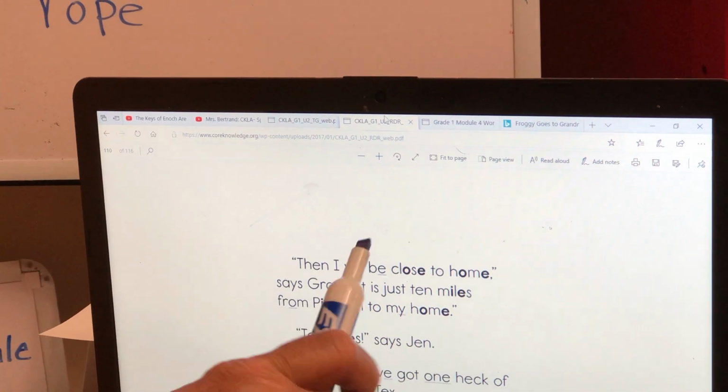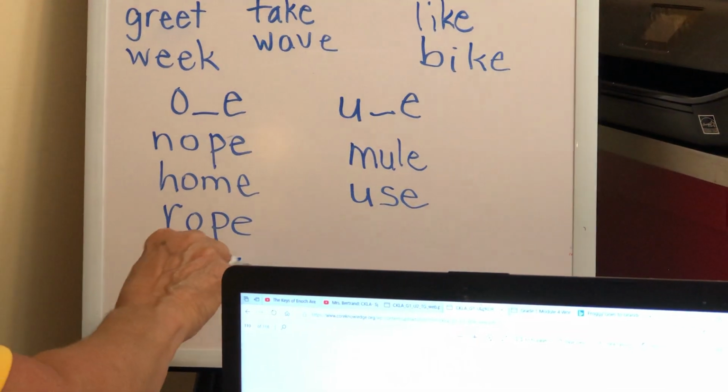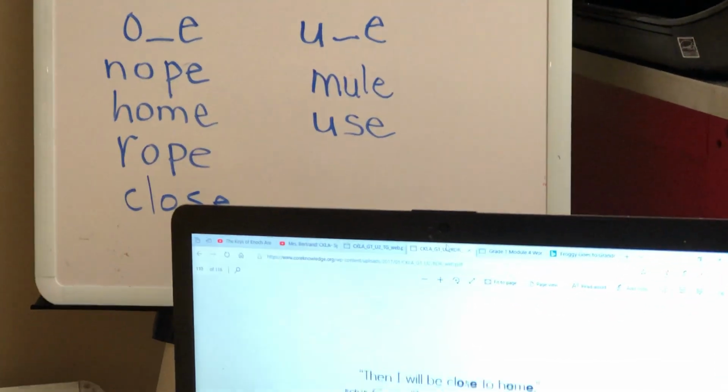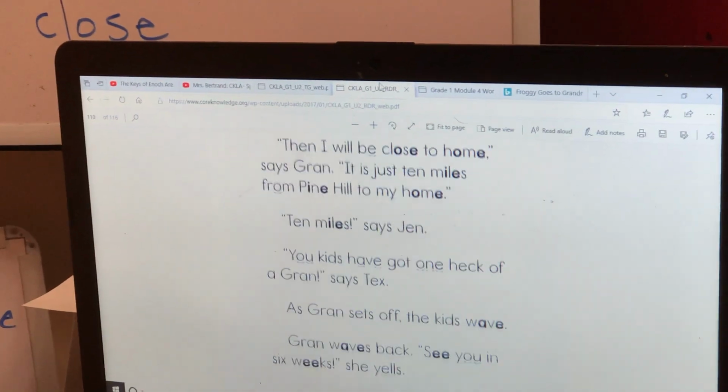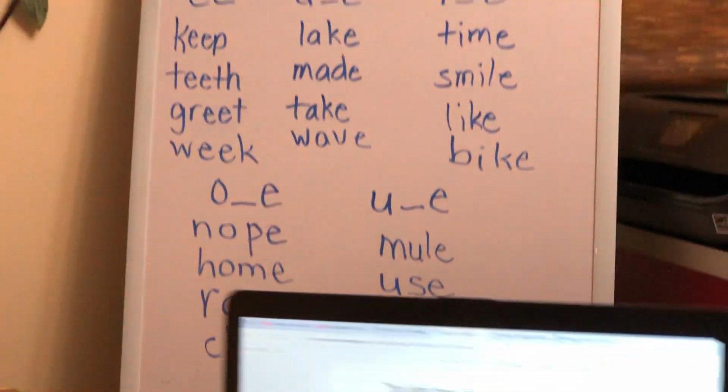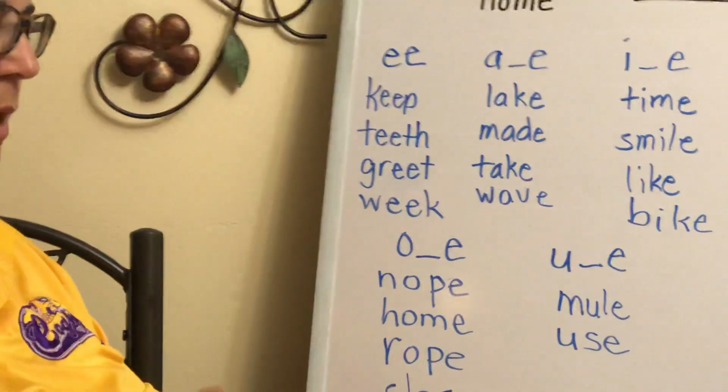Oh yes, look at close, C-L-O-S-E. So we ended up with quite a few O blank E words. And that's the end. So let's review our words.